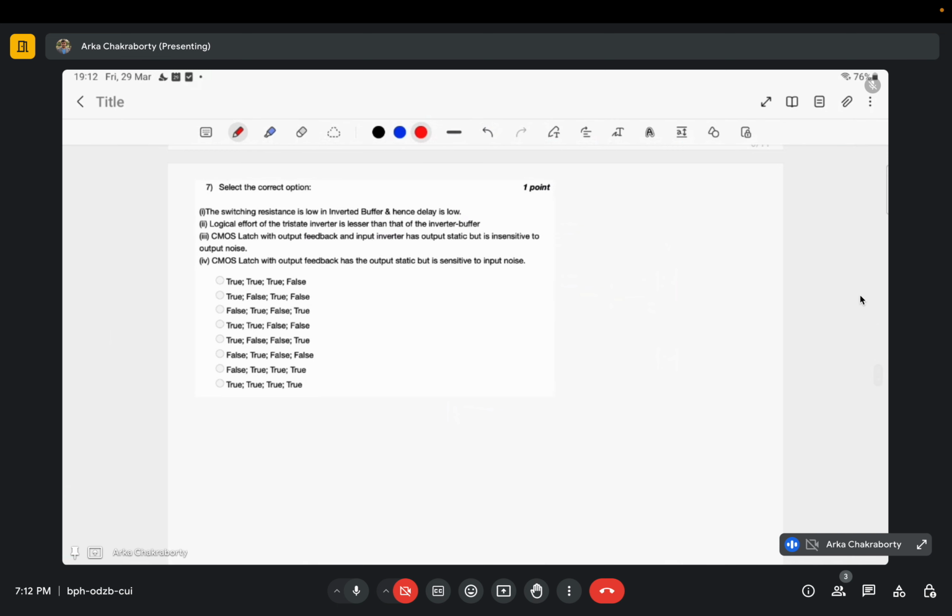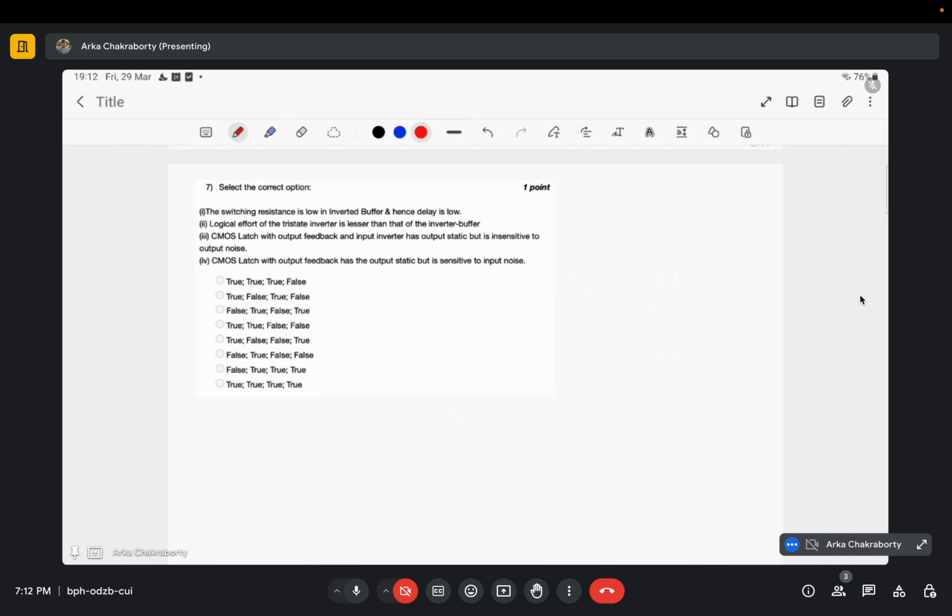Again, we have been given four statements and have been asked to find the correct option. Okay, the first statement is the switching resistance is low in inverted buffer and hence delay is low. So let us look into inverted buffer and tri-state inverters.